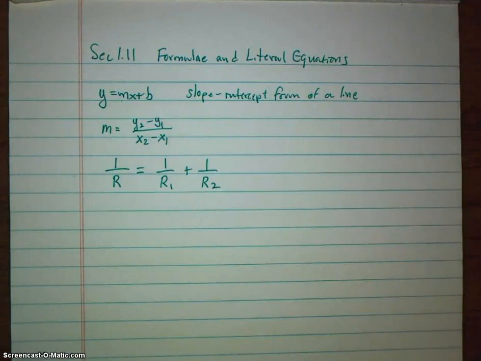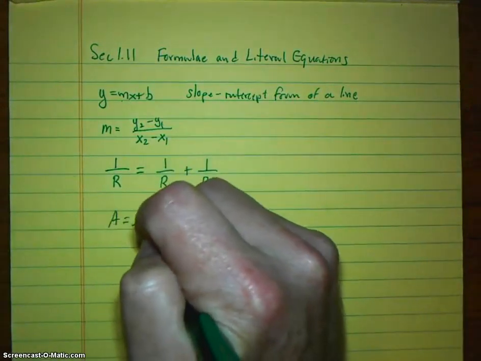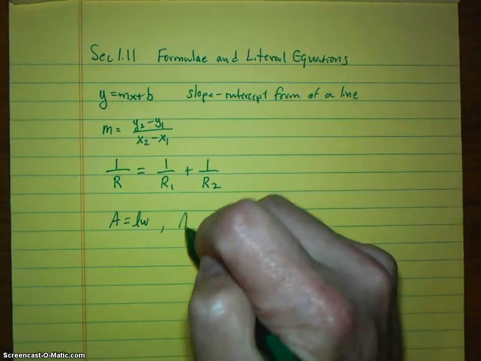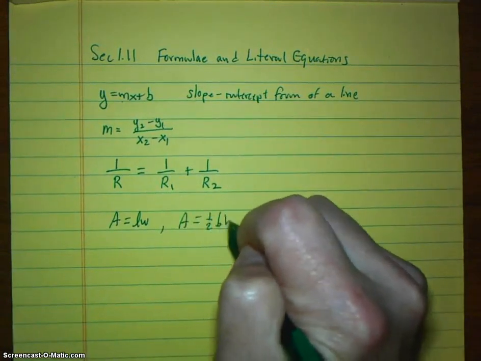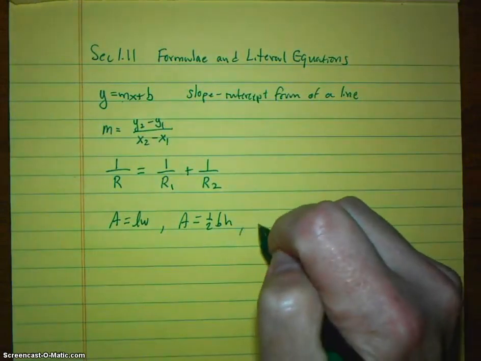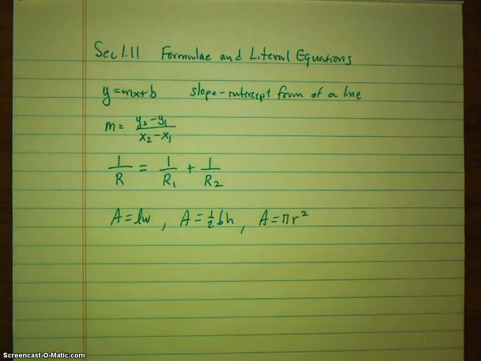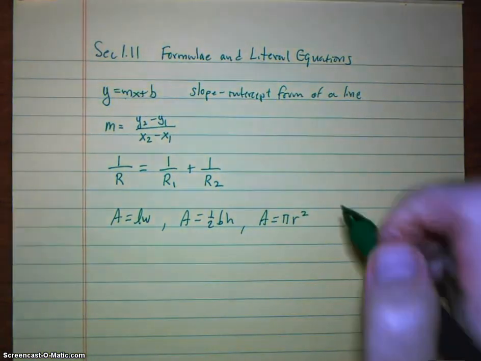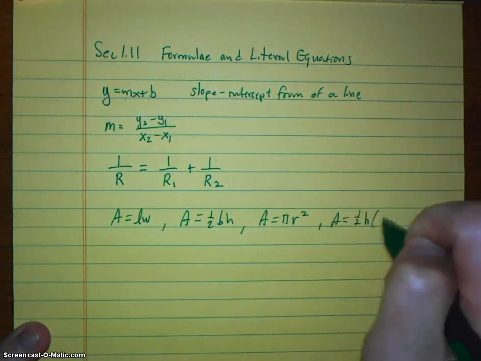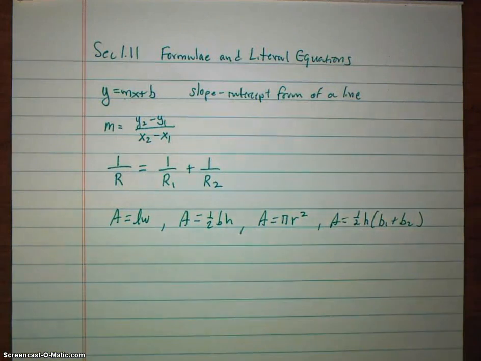Okay, other formulas that you know that we've already talked about in this class. Area is length times width. We've talked about that one. Area is 1/2 base height. Area of a triangle. Area is pi r squared. Area of a circle. Let's see, we did trapezoids too, didn't we? Area was 1/2 the height times base 1 plus base 2. There's a whole bunch of famous formulas you know.